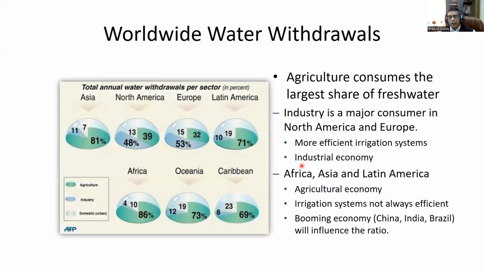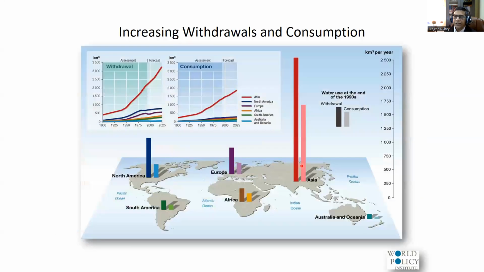And if you look at the worldwide withdrawal, as you move from Asia towards North America, in Asia it's mostly agriculture, and so is Latin America. But when you look at Europe and North America, you see that it's a lot of industry which is using a lot of water as well. And efficient irrigation is something which we need to work on as well.